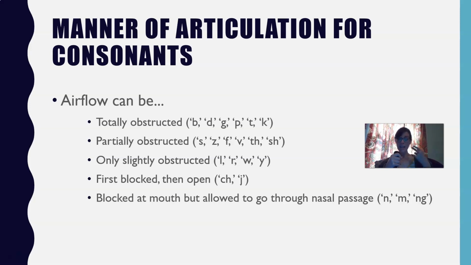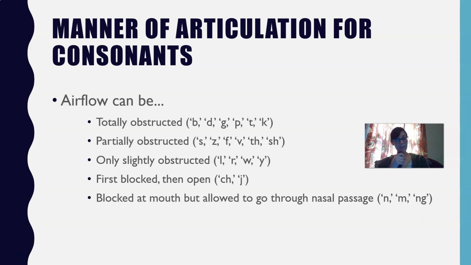P is, again, using the lips. T, using that alveolar ridge. And K is using the velum. We can have partial obstructions, so S. So there is some airflow still going, so S is what we call a sibilant. Sibilants hiss. So S, Z, Z.